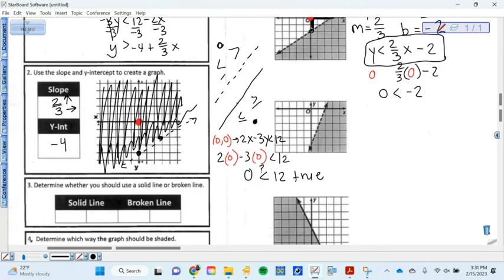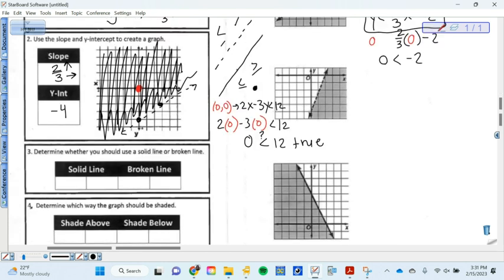So the next one, I got this line. And what's my first step? What's the first thing I need to do? Yeah, find slope and y-intercept. So what's my slope here? 5 over 2. Yeah, I go up 5 over 2. So my slope is 5 over 2. And what is my y-intercept? Perfect. So what would my equation be? y equals 5 over 2x minus 5. Excellent. Good.